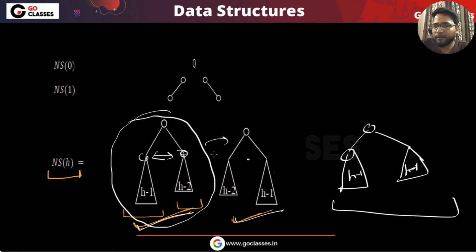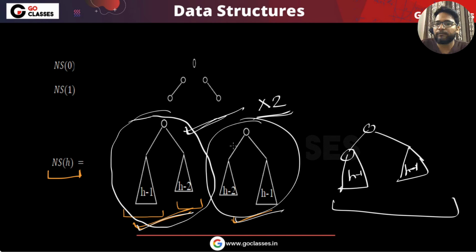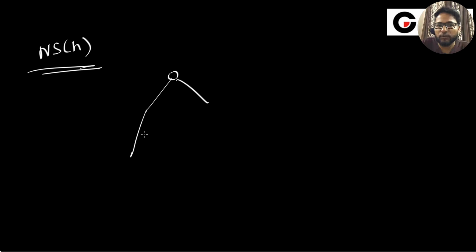So instead of finding both together, let me just find one. Let me just work with this one, and whatever number I get, I will just multiply by 2 because for every tree of this kind, I also have a tree of this kind, right? So what I'm going to do is find this NH, the number of minimal AVL trees. I'm interested in the number of AVL trees, but I have restricted my problem to only minimal AVL trees, right?